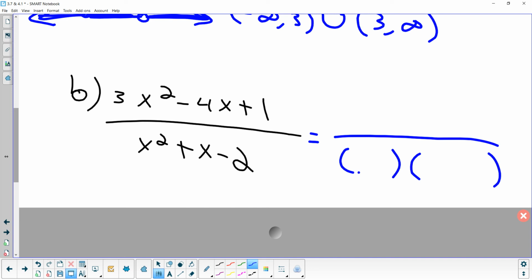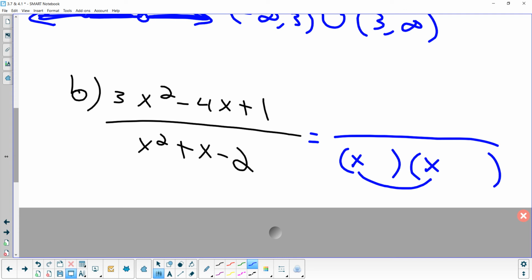Think about what times what would give you x squared. Like if I put a 5 and a 2, would 5 times 2 give me x squared? No. Would it be x and x? Yeah, x and x. We're going to start with that.